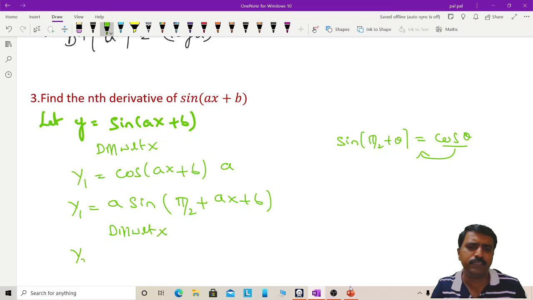Differentiation of y1 is y2. Why are we writing this y1 in terms of sine? Because if we do not write this in terms of sine, it is difficult to generalize the result. It becomes difficult to write what the final result at the nth stage will be. That is why I just write that cos in terms of sine. I have reduced the cos to a sine term.